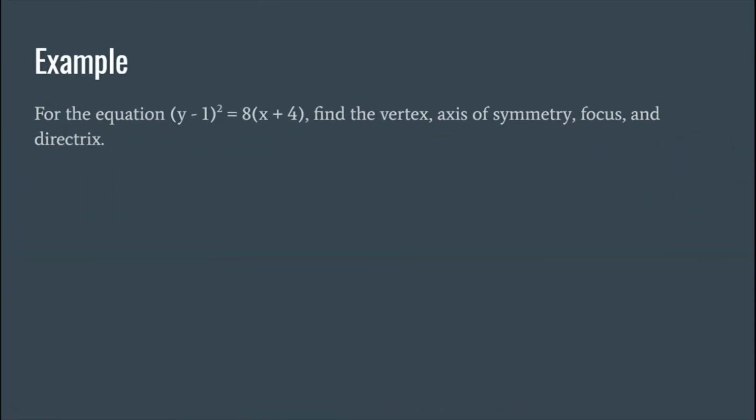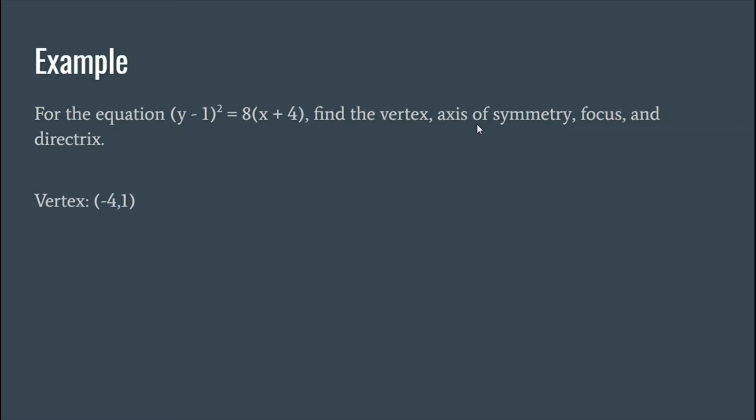Okay, so for this example, we've got the equation y minus 1 squared equals 8 times x plus 4. So we're going to find the vertex, axis of symmetry, focus, and directrix. Basically everything like in the other example. So again, we'll start with the vertex because that will be the easiest thing to find in this form. So the vertex (h, k), so our vertex is (-4, 1).